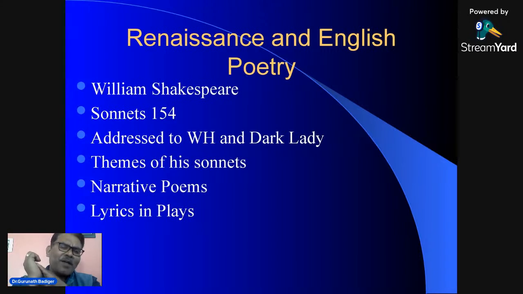When it comes to sonnets, the 154 sonnets of Shakespeare are divided into two important parts. As far as sonnet number 1 to sonnet number 127, it is said that he has addressed his sonnets to W.H., his friend. There is a controversy about who this friend is. That is another question.